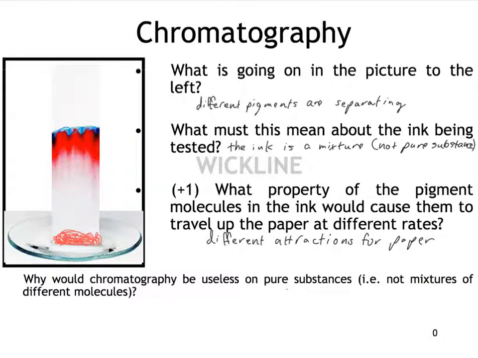And the reason is because chromatography is only going to be able to create an observable pattern if the molecules in the substance have differing properties. But a pure substance would contain molecules that all have the same properties, and therefore wouldn't be separable.